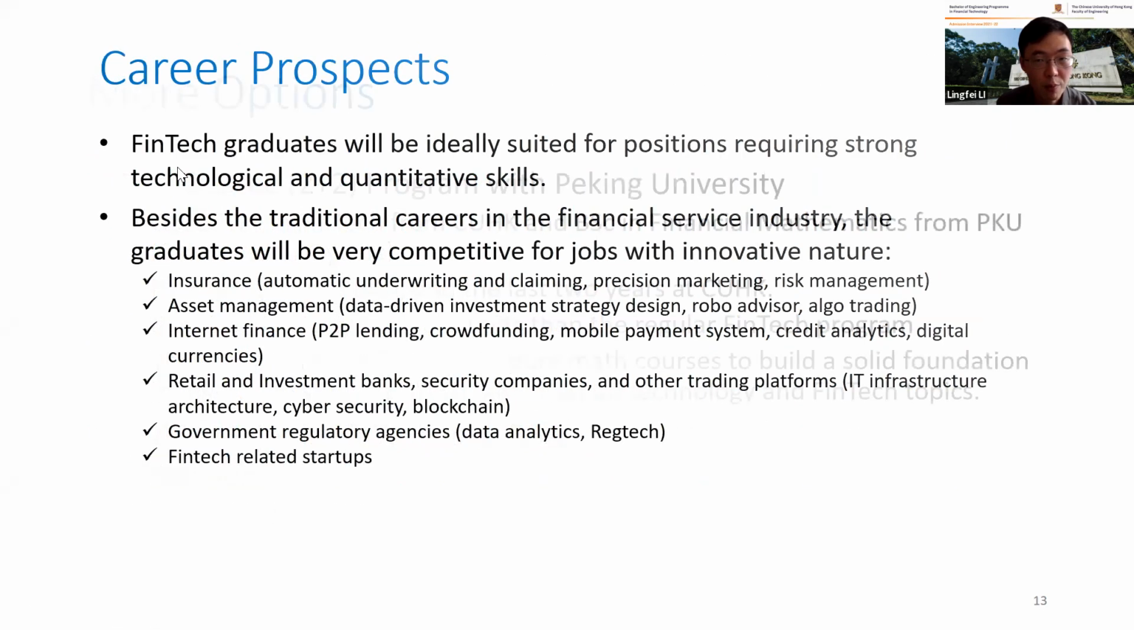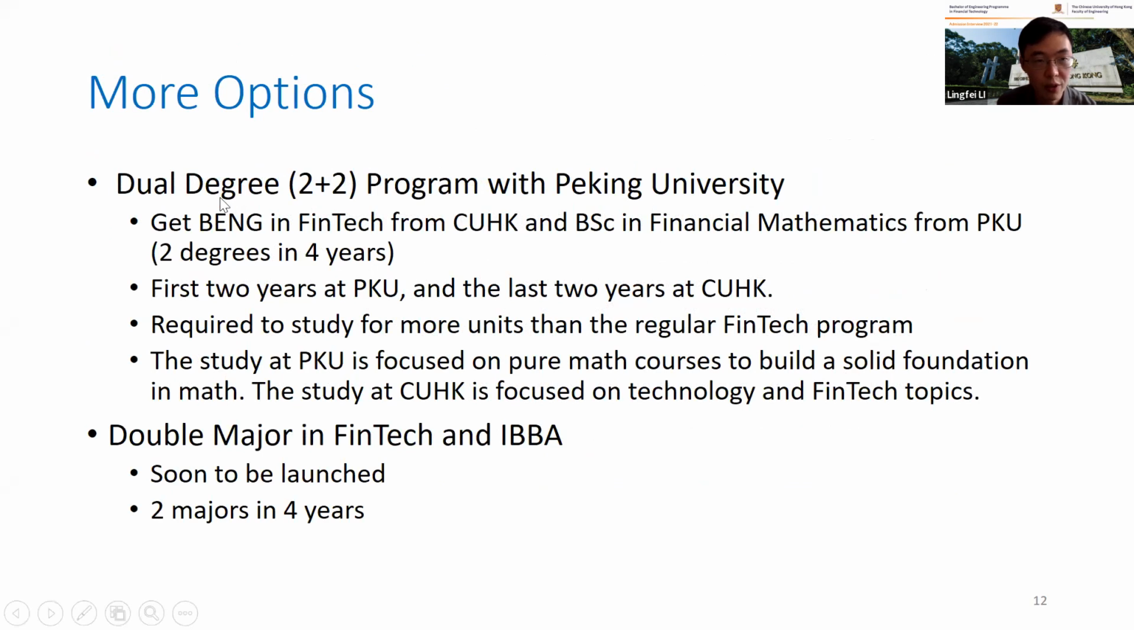Our program also offers more options to students. We have a dual degree program with Peking University. Students joining this dual degree program will have 2 degrees from both universities in 4 years, 1 degree from one university. And then we also have this double major option in FinTech and IBBA. This is in collaboration with the business school at CUHK. Students study in both programs as double majors for 4 years. So you will graduate with 2 majors, one in FinTech and the other in IBBA.